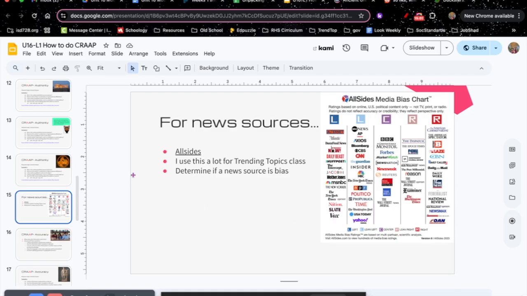So here is something I want you to know. For news sources, sometimes it is important to know where those news sources lie in terms of bias. Something that I like to use is All Sides. If you're in my trending topics class, you will know that we use All Sides quite a bit. This is just to determine if a news source is biased or not. So with news sources, always look at this. Now, it doesn't mean every single news article is going to be this kind of bias, but it's always good to be aware of where these news sources lie. So if at all possible, try to go in these middle three columns.